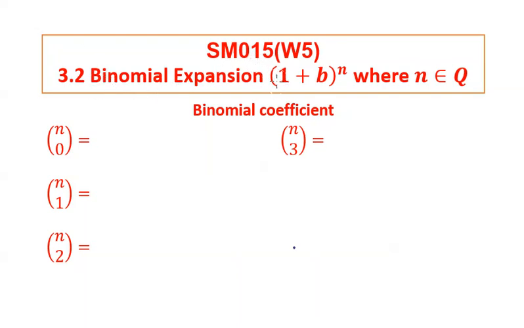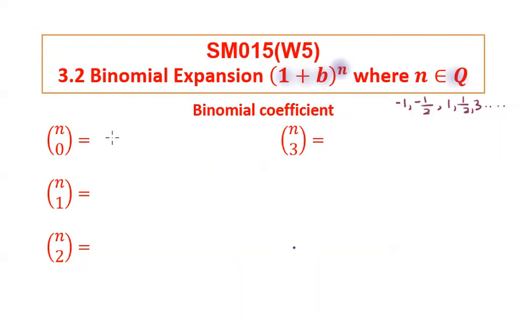Binomial expansion for expansion of (1 + b)^n, where n is a rational number. For example, this n could be -1, -1/2, or 1, 1/2, 3, and so on.